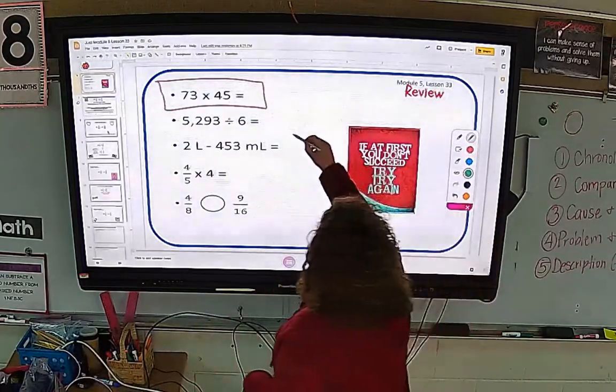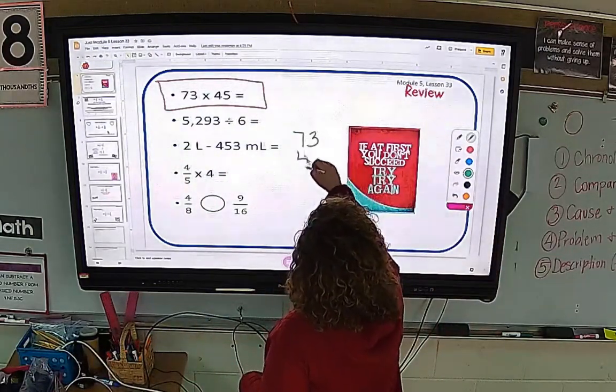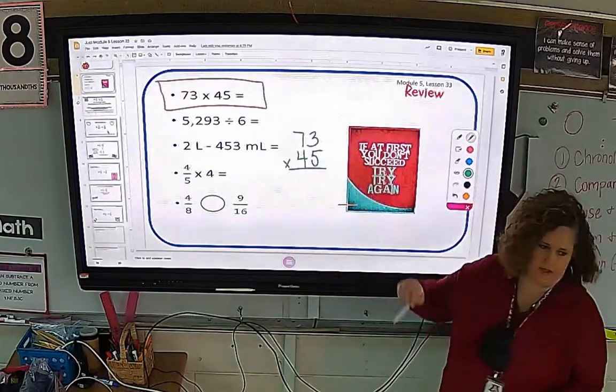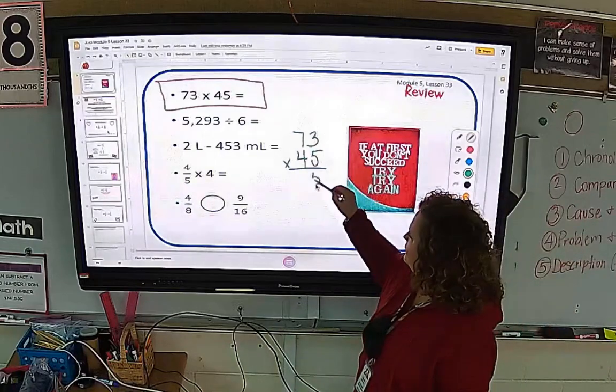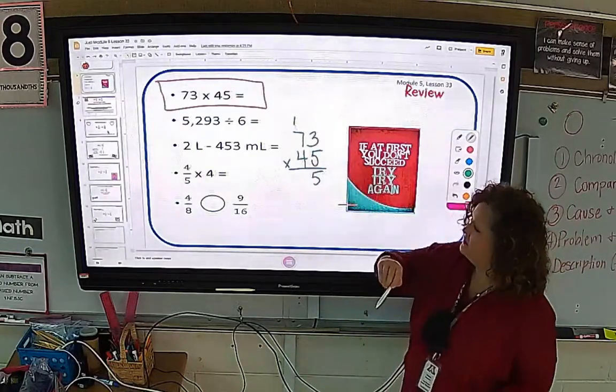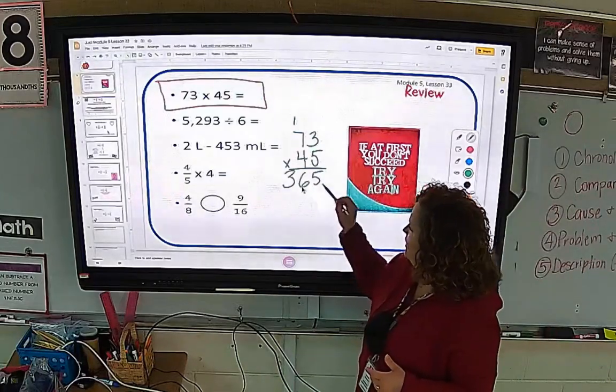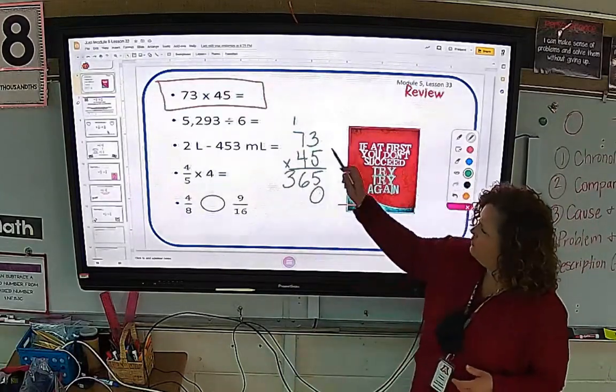On your page, that should look like this. On your board. 5 times 3, everybody? 15. Put the 5 and carry the 1. 5 times 7 is 35 plus 1 is 36. Put that 0. We're done with that 5.